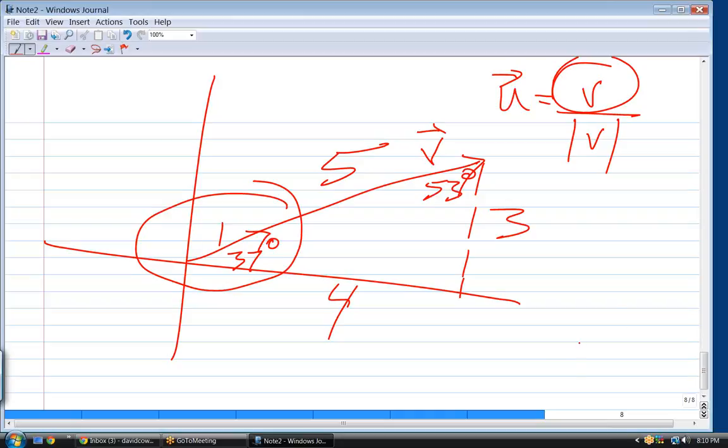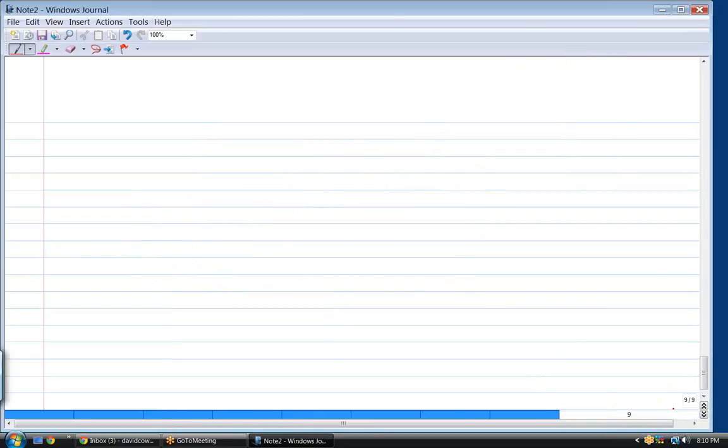Let's go through an example on that. I've got an example here that might be useful. I'm going to define v as this.